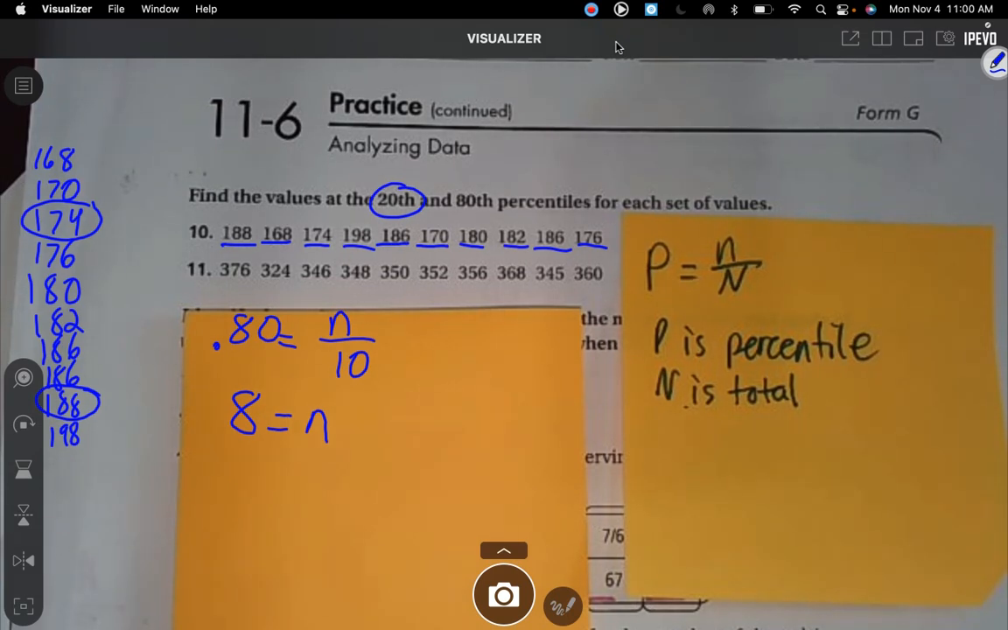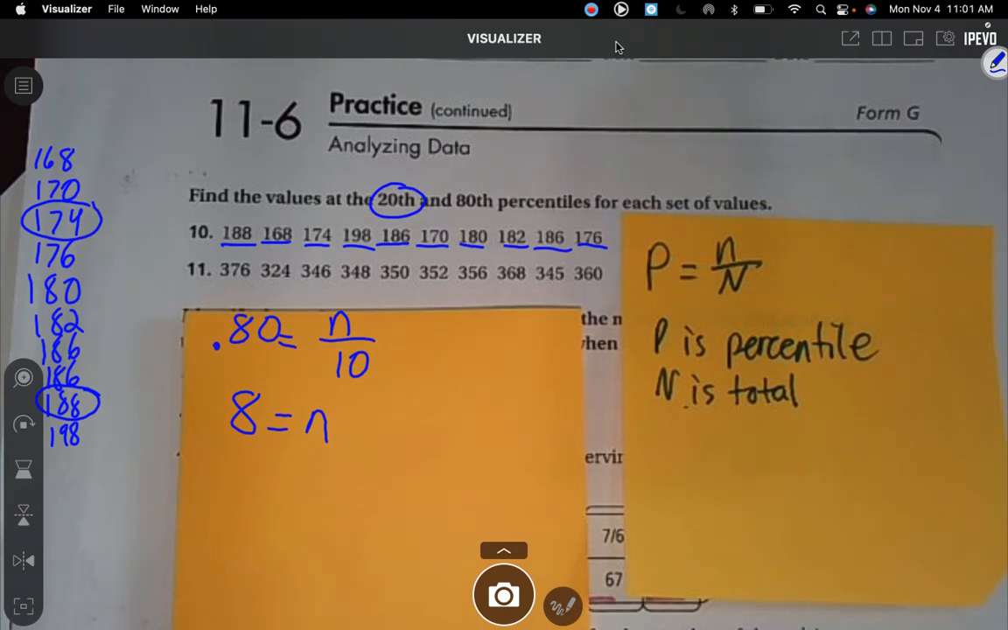I've got the 0.8 equals n over 10 and then the 8 equals n, because you multiply by 10. Now that just tells you if they're in order, you count to 8 and you go to the number above that, because that's how many are less than that. I'm picking the number where there are 8 numbers less than that. That's going to be my 80th percentile.